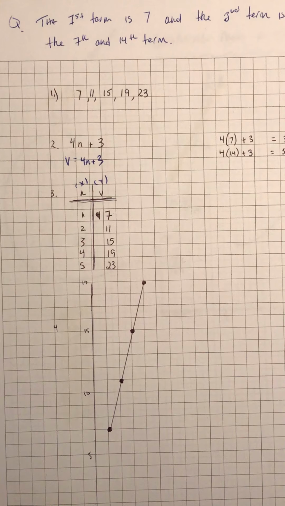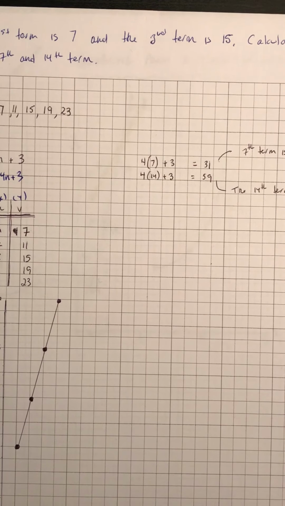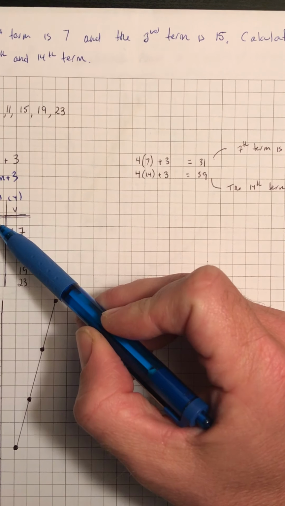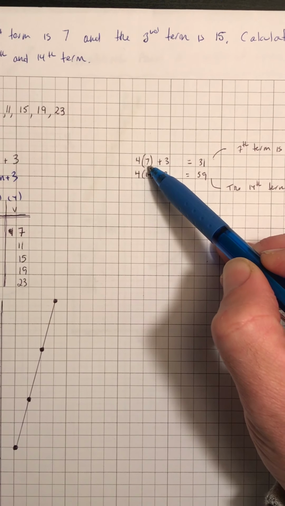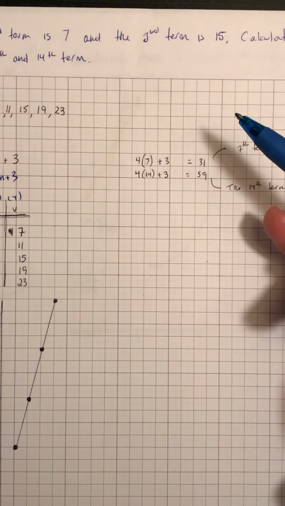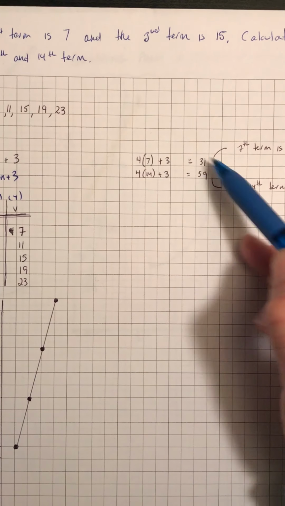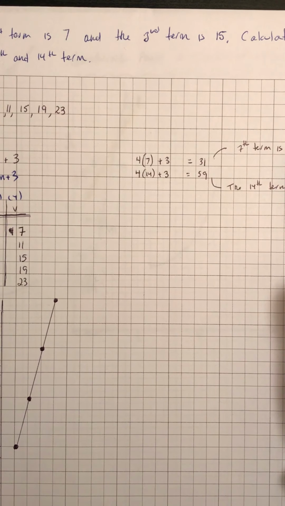Okay, so let's go over to what the question was asking, the 7th and 14th term. We know that n is the term number, so we're going to go ahead and put that in right there. So the 7th term value is 4 times 7 plus 3, which is 31. That's your 7th term.